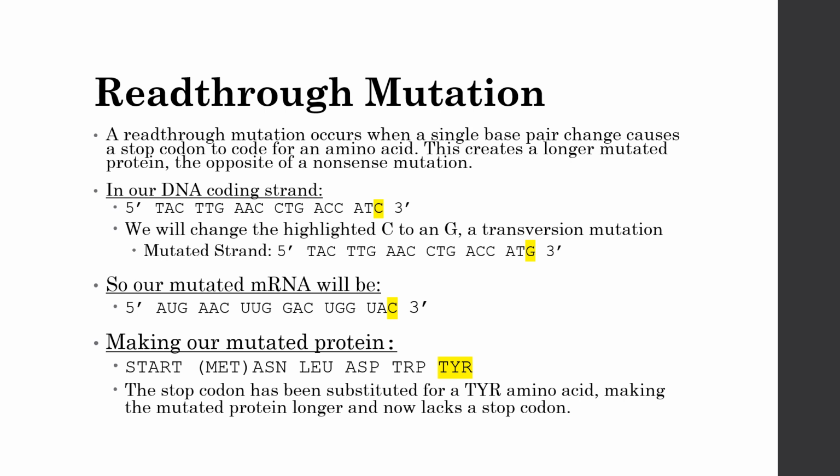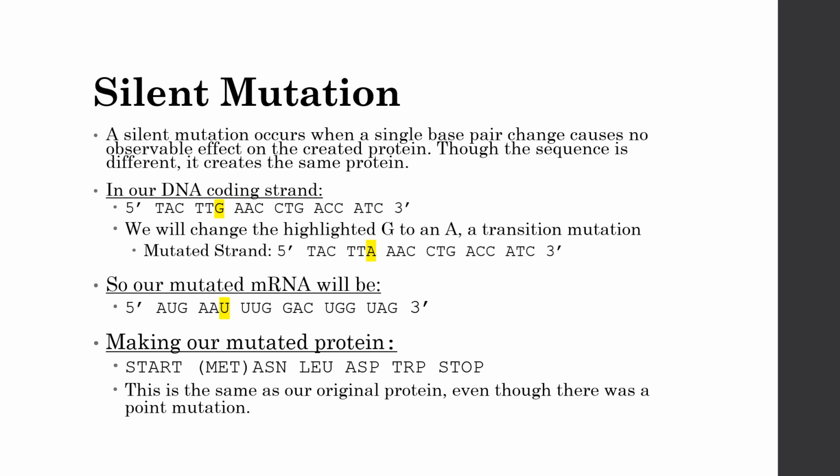not turn. And finally, a silent mutation occurs when a single base pair change causes no observable effect on the created protein. Though the sequence is different, it creates the same protein. We can think of this like a key that looks slightly different than the original one for that lock, or it might just be a different cut, but it's close enough that the lock will still turn.